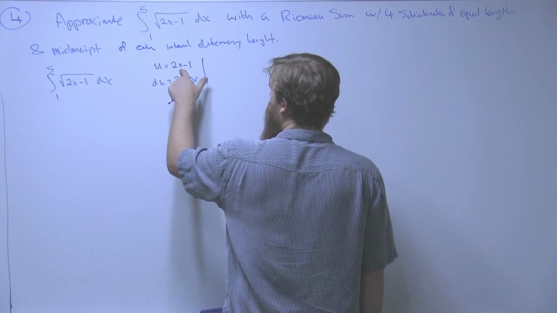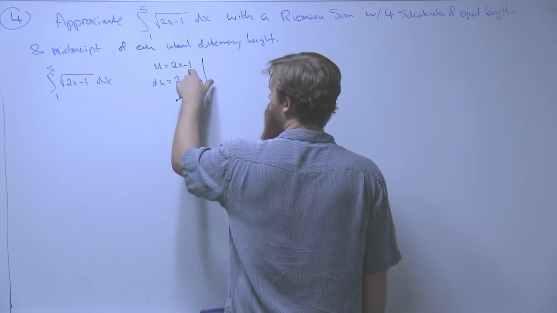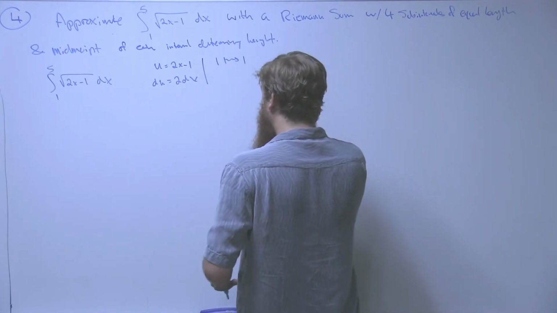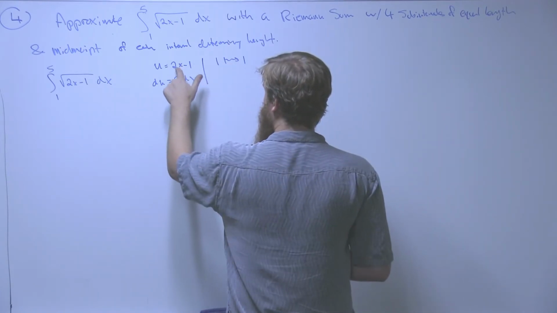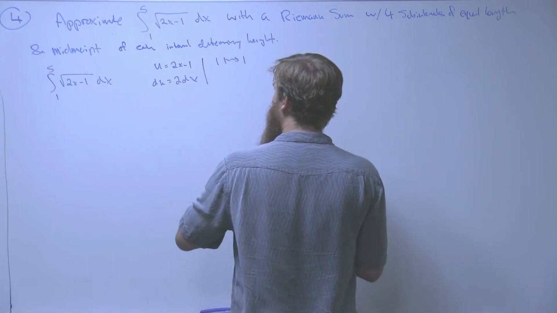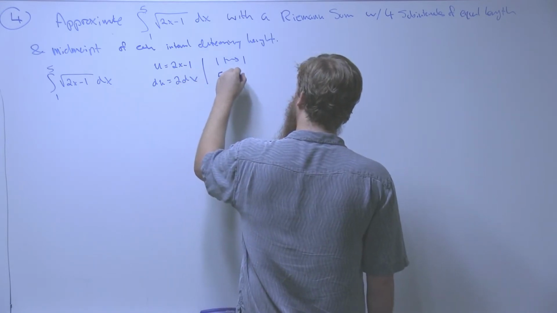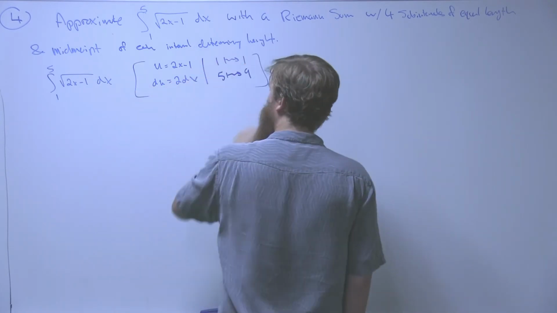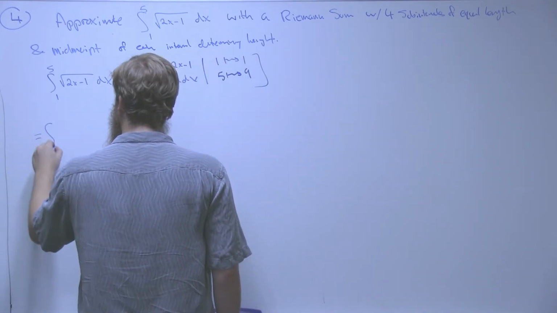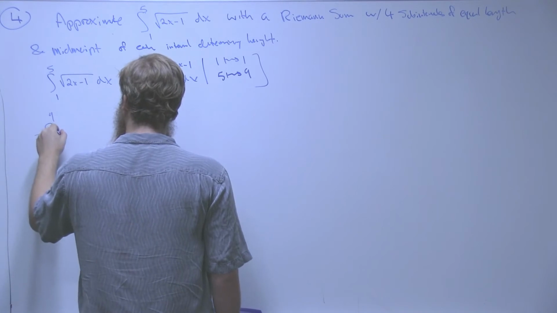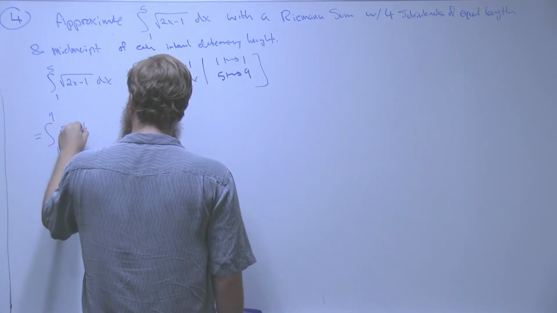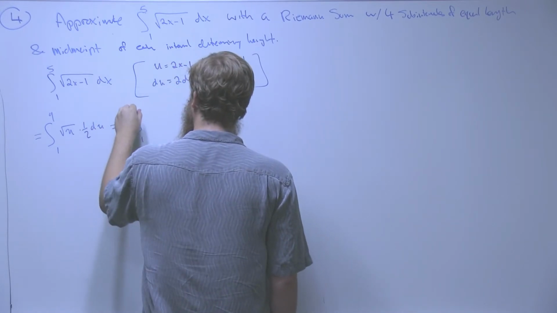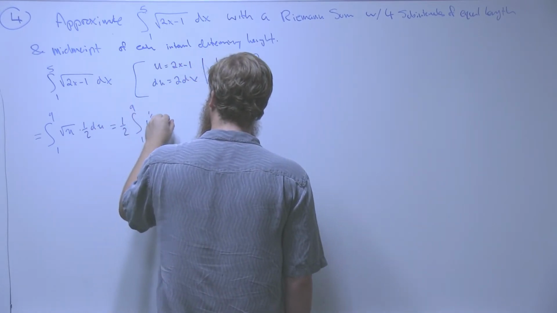When x is equal to 1, u is equal to 2 times 1 minus 1, which is also 1. So 1 goes to 1. When x is equal to 5, u is equal to 2 times 5 minus 1, which is 9. So 5 goes to 9. Thus, under this substitution, our integral becomes the integral from 1 to 9 of the square root of u times 1/2 du, which is 1/2 times the integral from 1 to 9 of u to the 1/2 du.